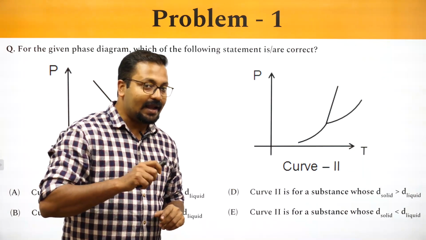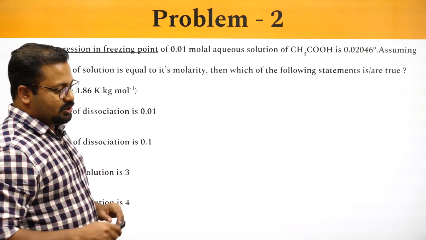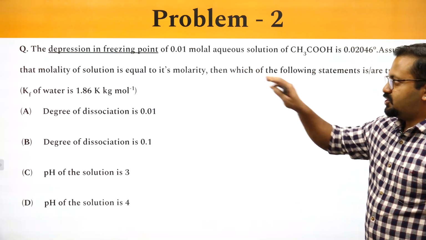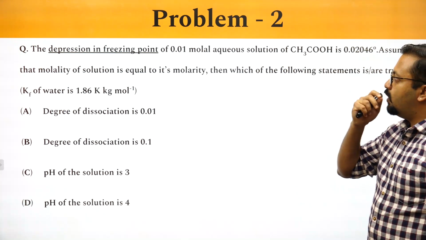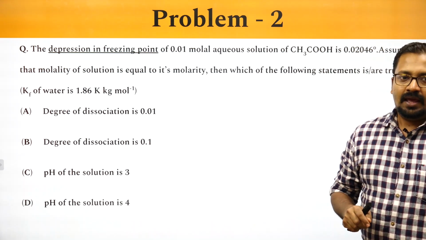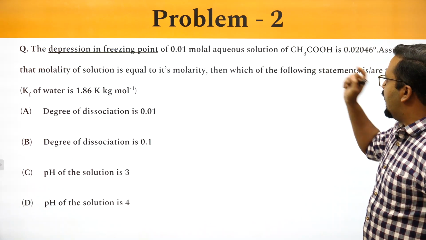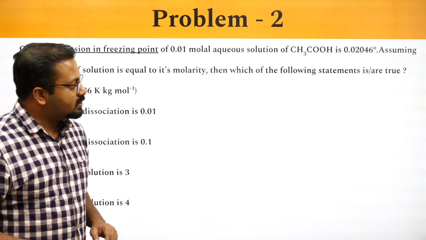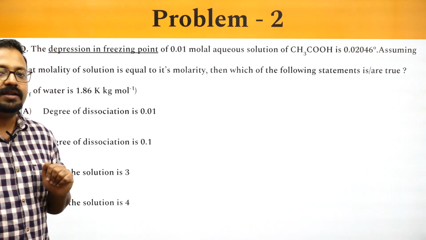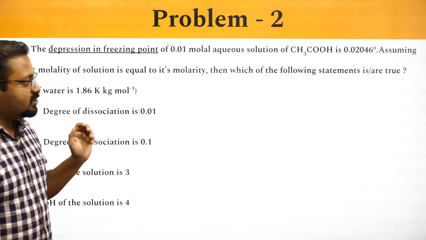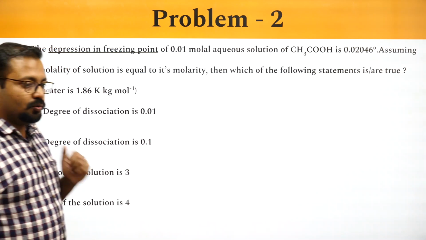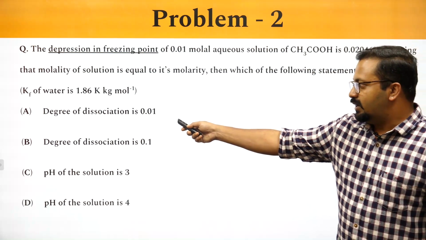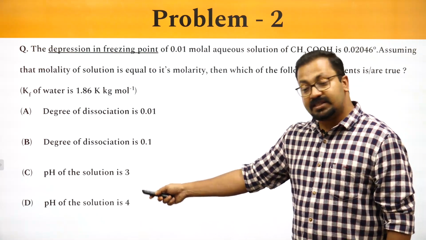Let's move on to the next question. So the next question is, let's read it. The depression in freezing point of 0.01 molal solution of aqueous acetic acid is 0.02046. Assuming that the molality is equal to molarity, which of the following statements is or are true? हमारे पास दिया गया है क्या निकालने को? Degree of dissociation, pH and pKa.